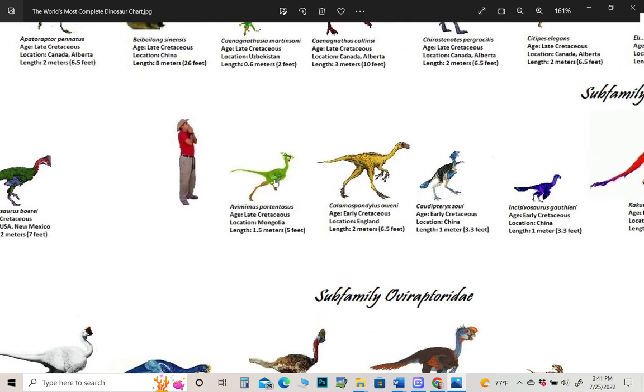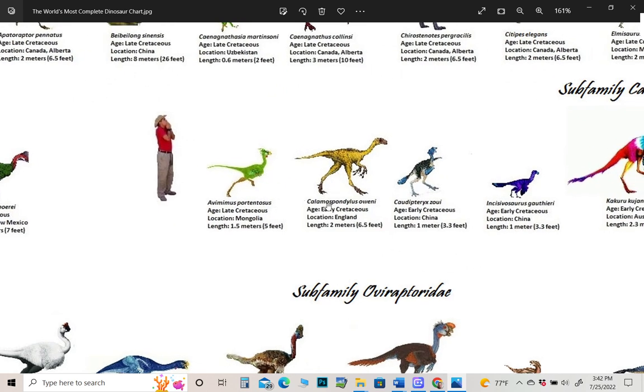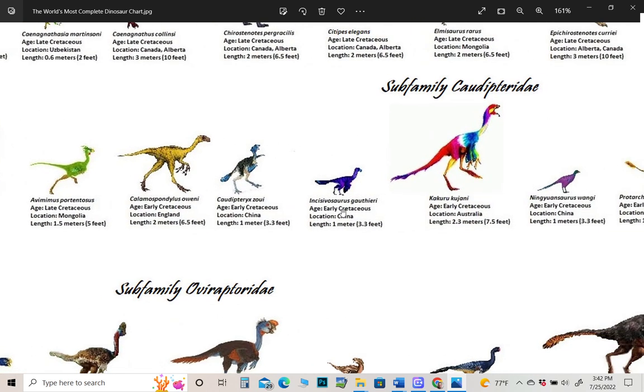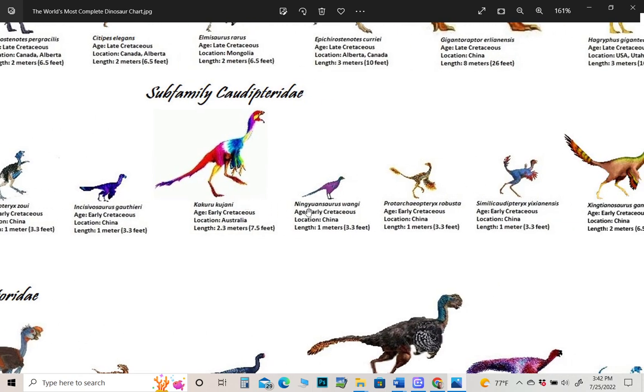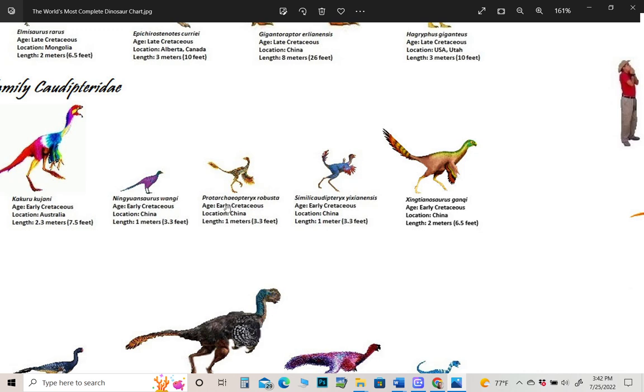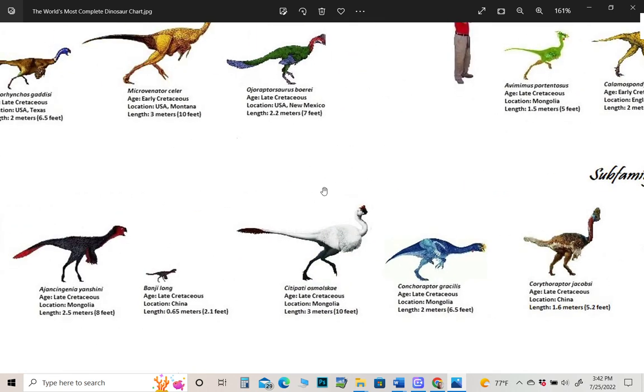Avimimus, which is actually technically not, I think it might be, it's pretty close to it, but it's the only one it really fits into. Calamaspondylus, Caudipteryx, Incisivosaurus, Kakuru, it's from Australia, Ningyuansaurus, Protarchaeopteryx, Similicaudipteryx, Xingtianosaurus, and then the Oviraptorids.